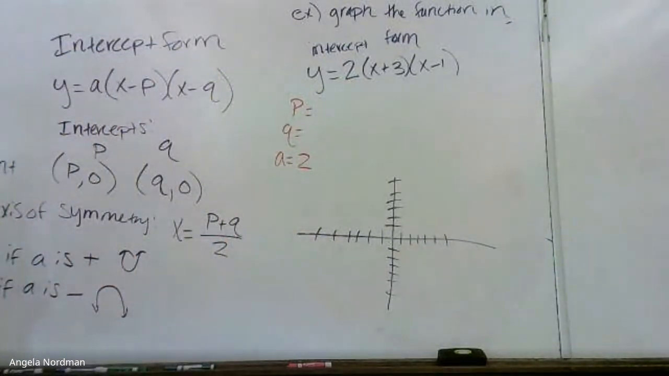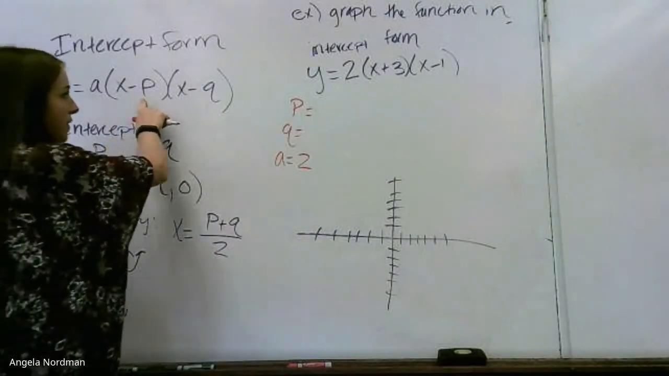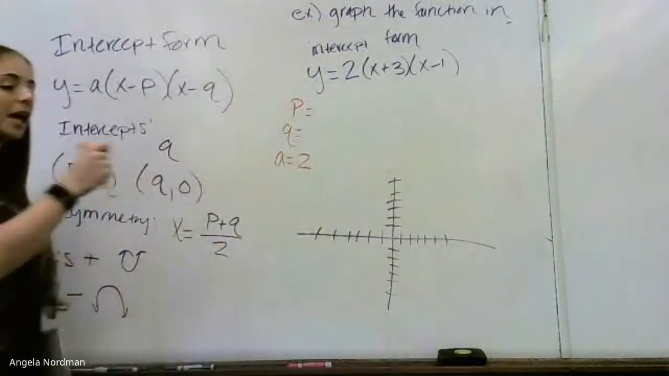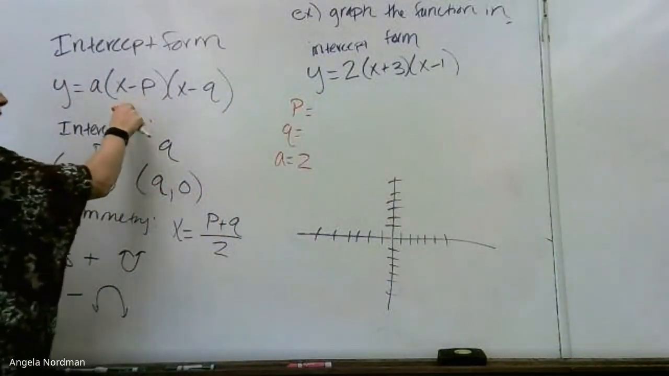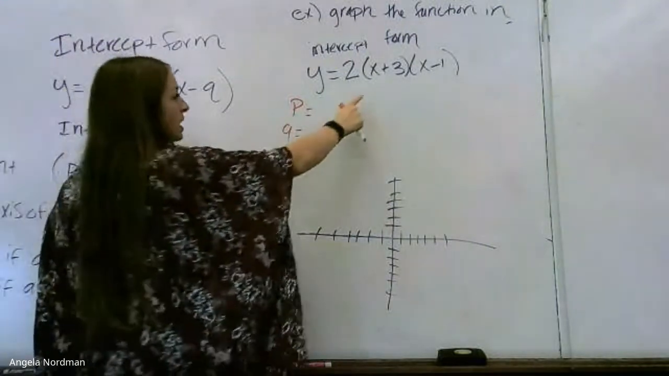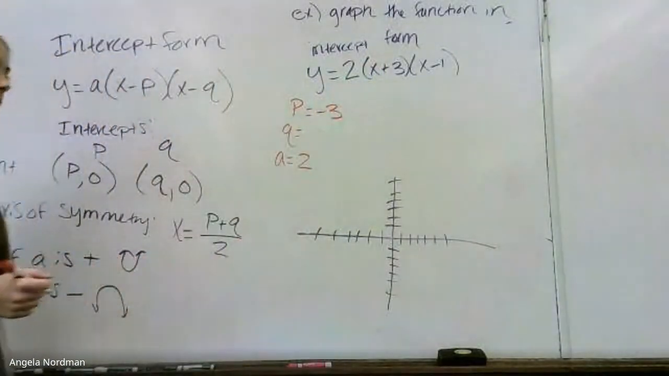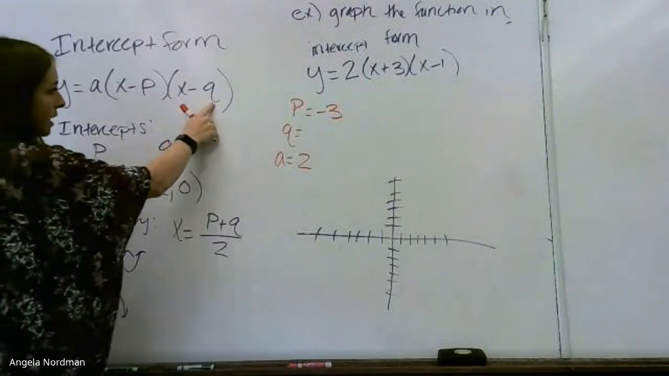Now we can identify those p's and q's. P's in the first bracket, or first set of parentheses. So that is a 3. But like before, this is a minus p. So just like I take the opposite for h, I also take the opposite for p. So it's not a positive 3, it's a negative 3.